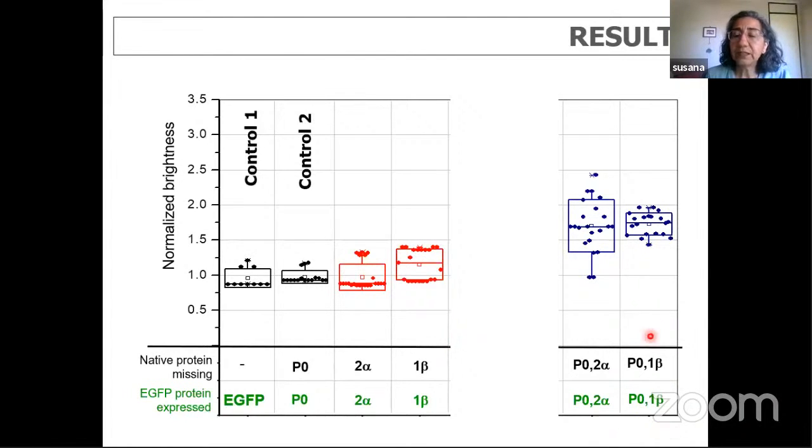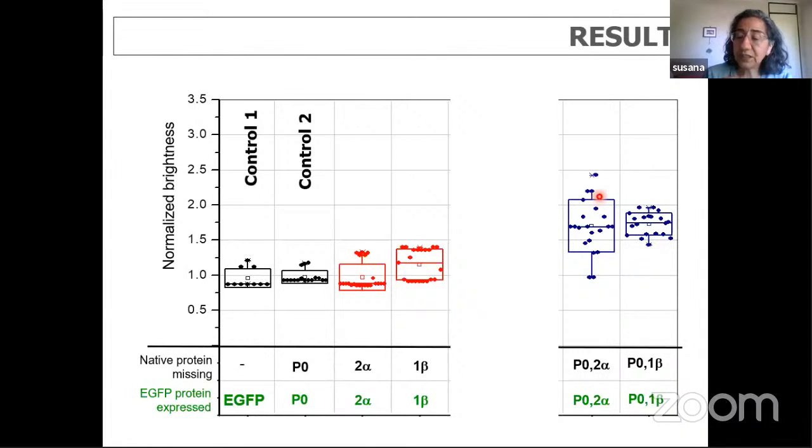And then what happened when we add 2? The last one over here is P0 labeled. Sorry, we remove P0 and 1 beta, and we add P0 and 1 beta. And what we get, beautiful, around 2. And we remove P0 and 2 alpha, and we add P0 and 2 alpha, and we also get double.